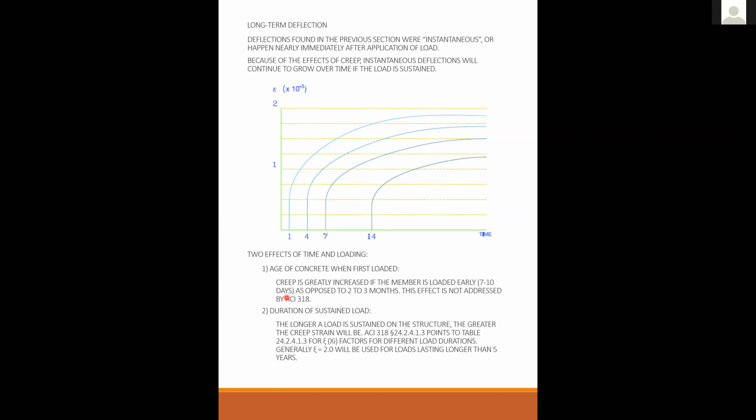Basically, whatever deflection you calculated due to dead load, in about 5 years and beyond, that deflection is going to be twice as big as it was when it was first put on the building.